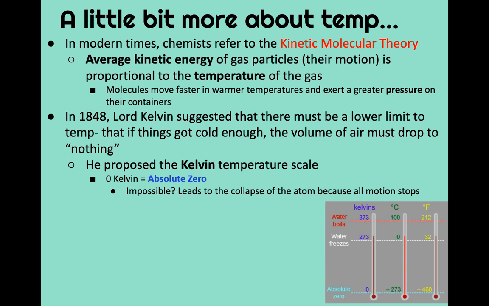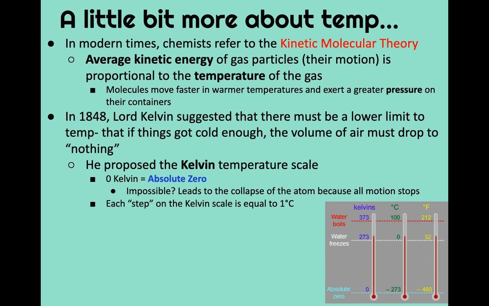Theoretically, if we were to achieve absolute zero, it would lead to the collapse of the atom, because those electrons traveling around the nucleus would collapse into the nucleus, and all matter would collapse. And so we think that absolute zero is only theoretical and not actually something we can ever achieve. But we've gotten wickedly close to absolute zero, though we haven't quite met it.